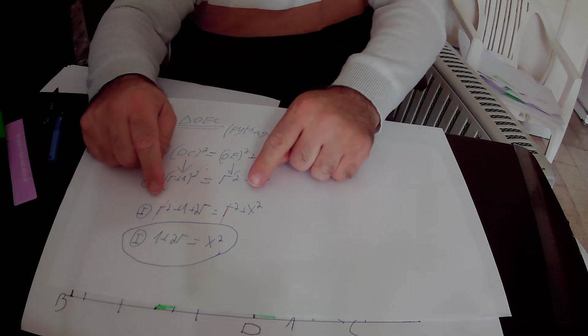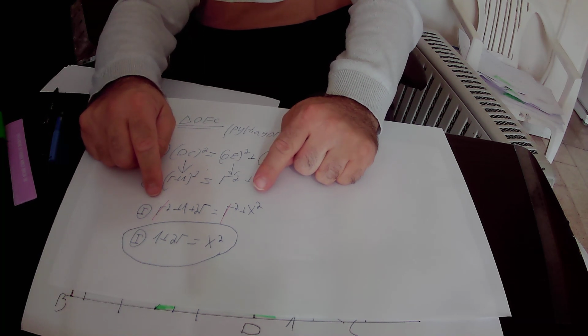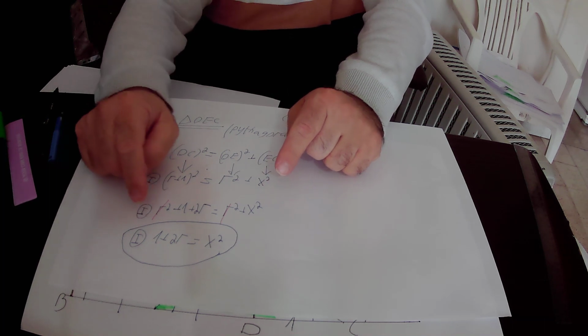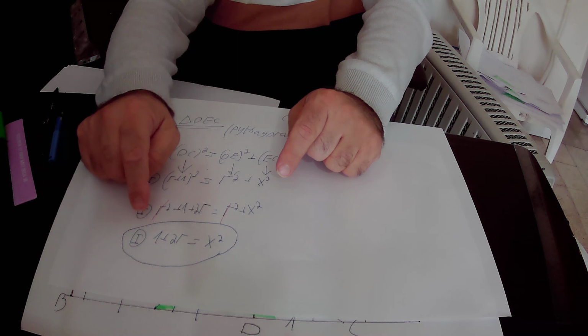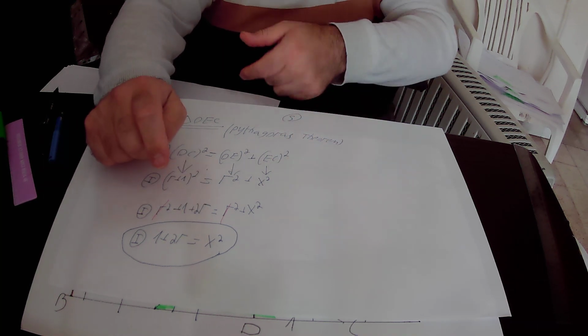Here we have R square on both sides of equation number 1, so R square will get cancelled. And what is left after we cancel R square? It is actually 1 plus 2R equals X square. So according to equation number 1, 1 plus 2R equals X square.